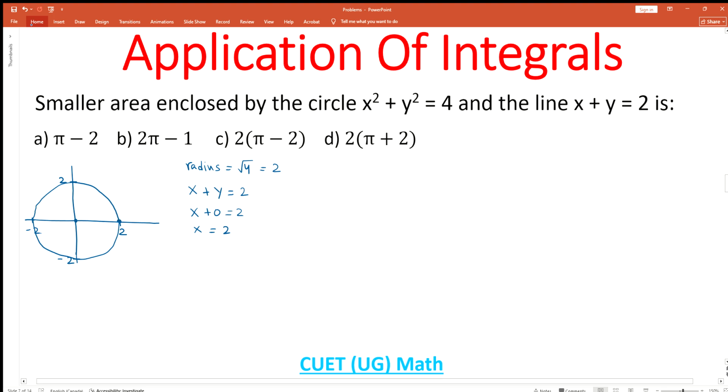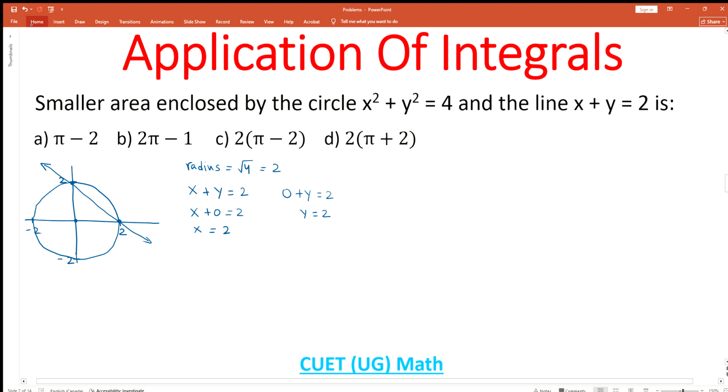Now we can find its y-intercept. We should replace x with 0. I get y equals 2. So this line has y-intercept at y equals 2, or the point (0, 2). We can join these points. This is the graph of line x plus y equals 2.